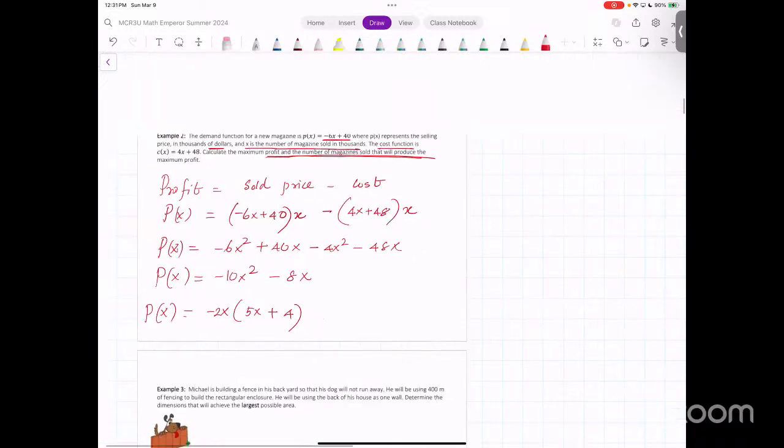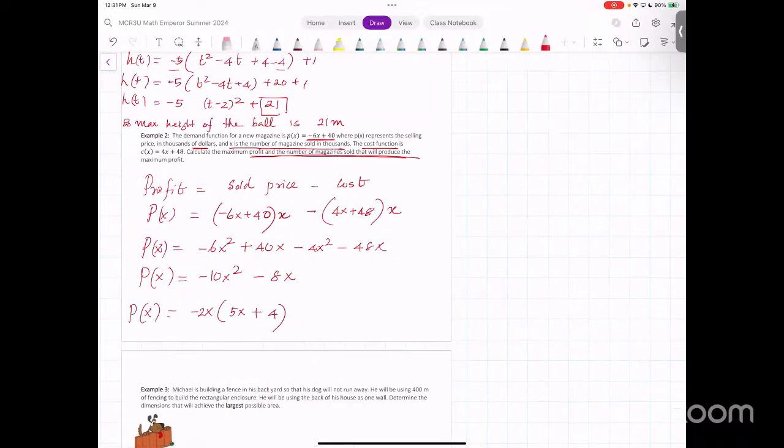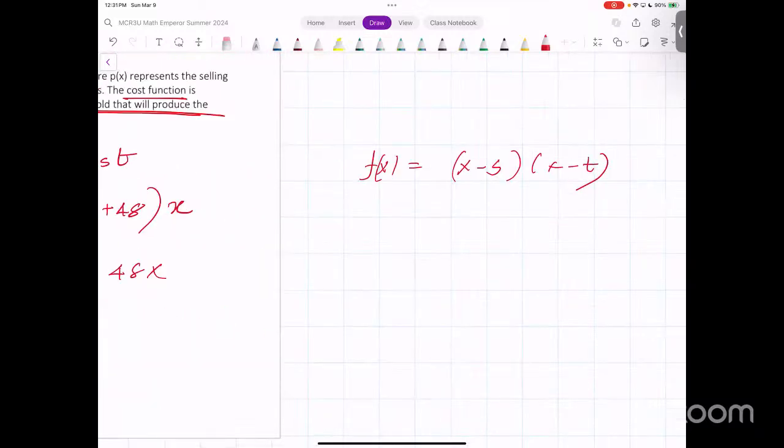Now, something that you need to know. When a quadratic function f of x is in factored form, (x minus s) times (x minus t), the vertex x coordinate is obtained by adding s plus t divided by 2. When did you guys learn that? Grade 10.